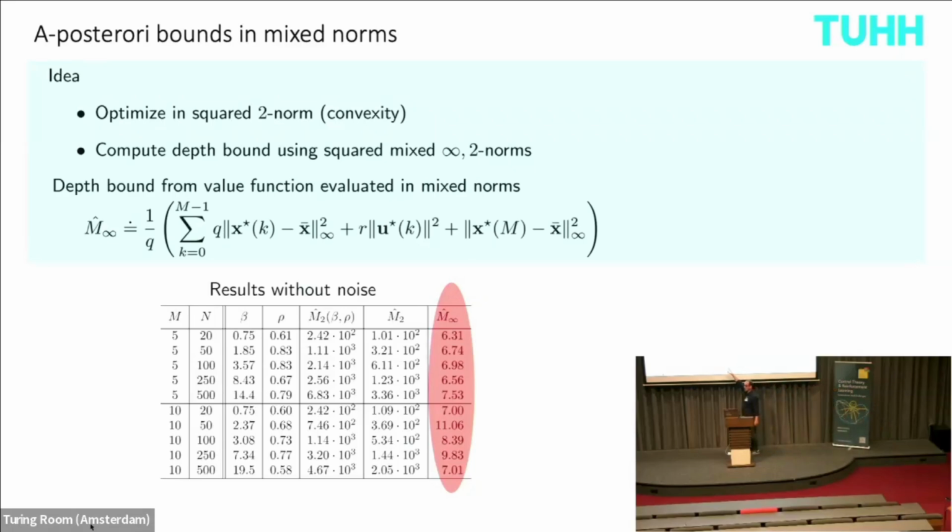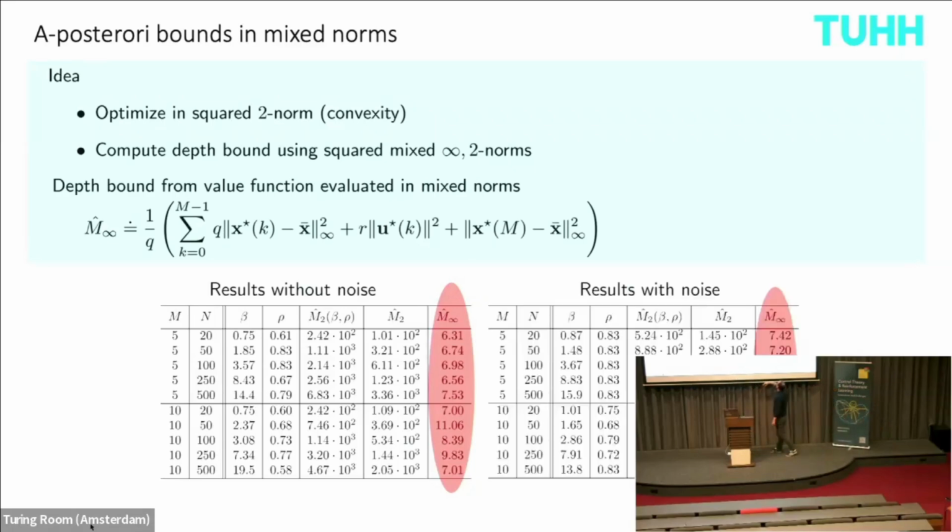My a posteriori bounds are between 7 and 10. If I add noise, yes, they become worse, but they don't explode by a factor of 100. So they seem to be still reasonably tight. What's the catch? It's still a toy problem.